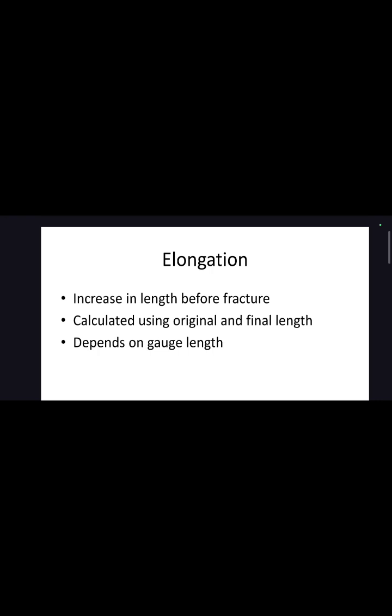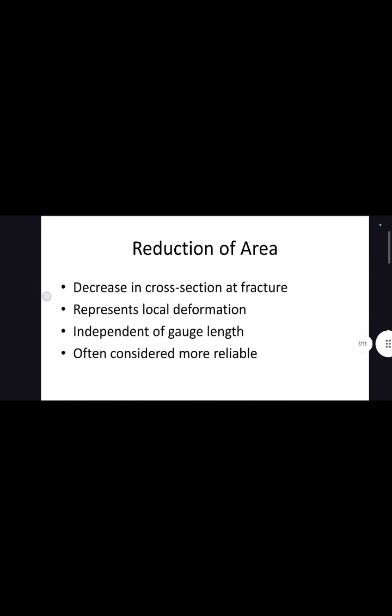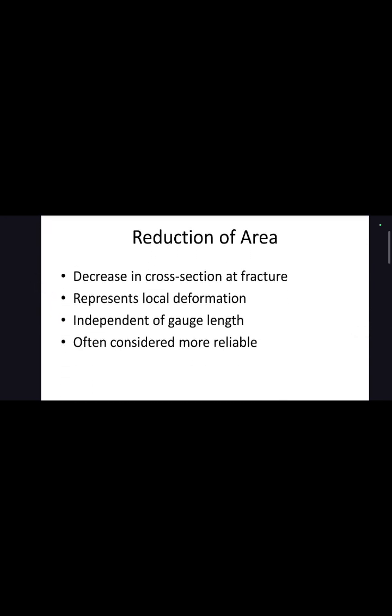Reduction of area. Reduction of area measures how much the cross section of a specimen decreases at the fracture point. The formula is Q is equal to A naught minus A divided by A naught, where A naught is the original area and A is the final area. It is also expressed in percentage.